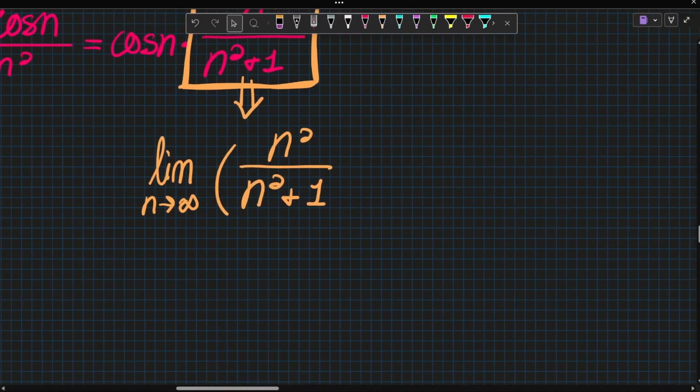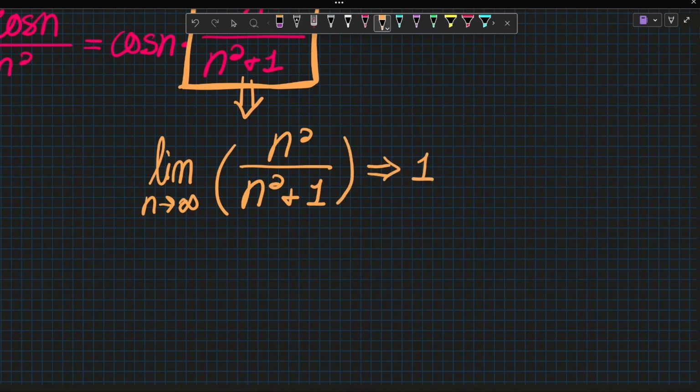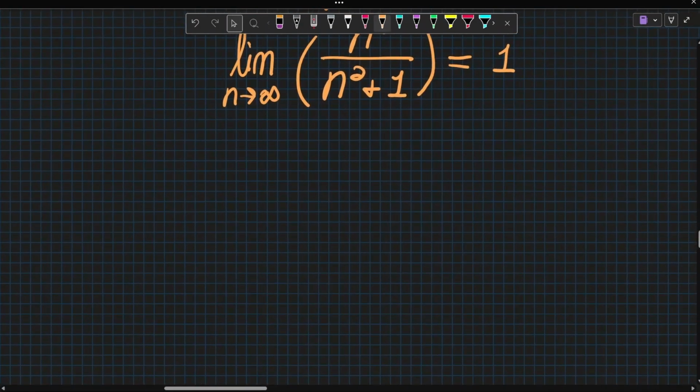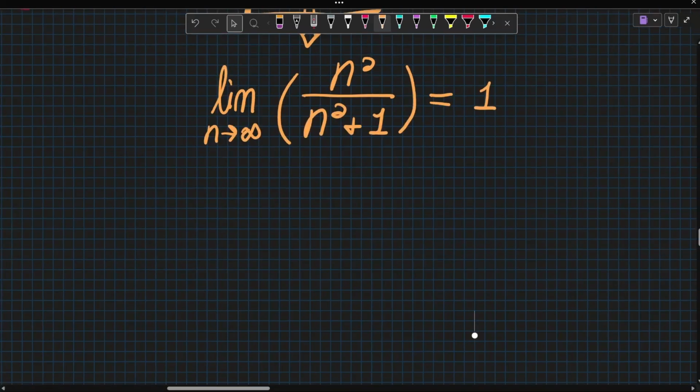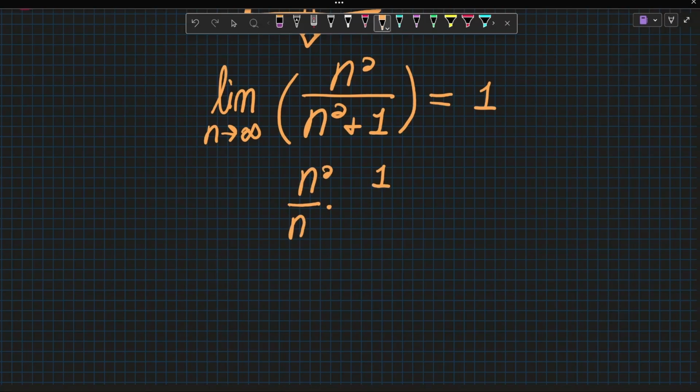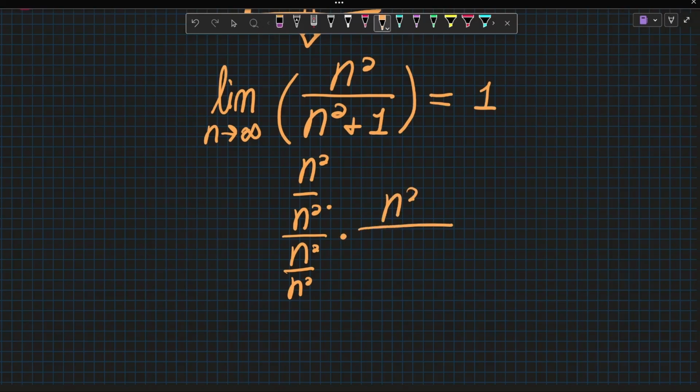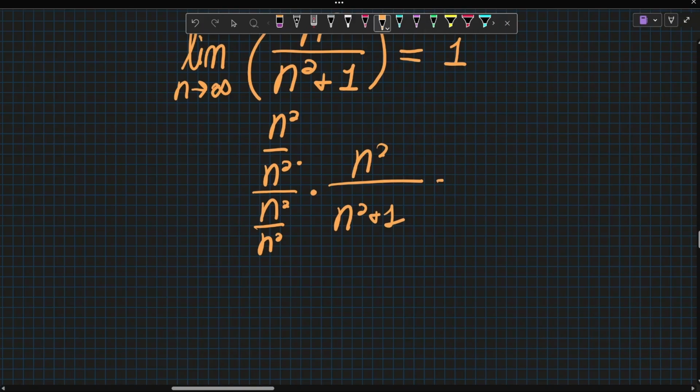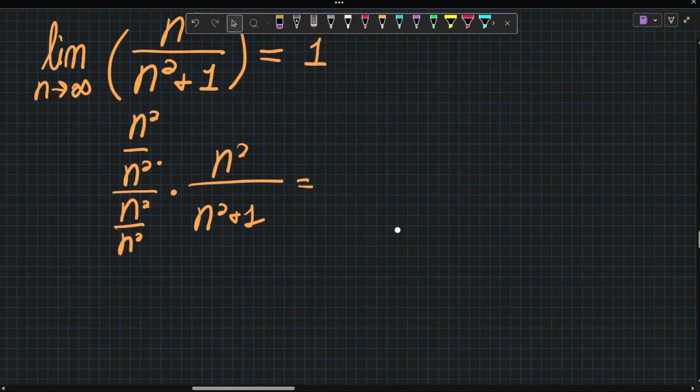First of all, we can see that this basically approaches 1. Now, why is that? Well, there are multiple ways for us to prove it. First of all, I can say this is the same as factoring out an n squared. Or really, we can multiply the top and bottom by 1 over n squared. So this is what I'll get: n squared over n squared plus 1 times 1 over n squared over 1 over n squared. Then these two cancel out, so I get 1 on the top.